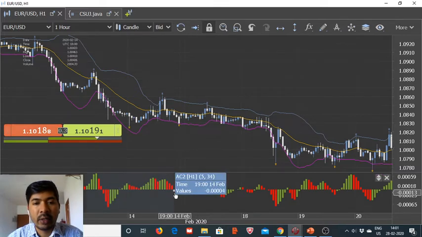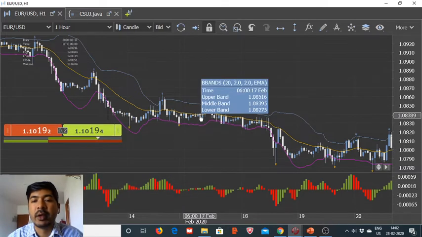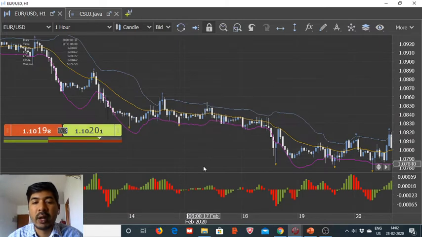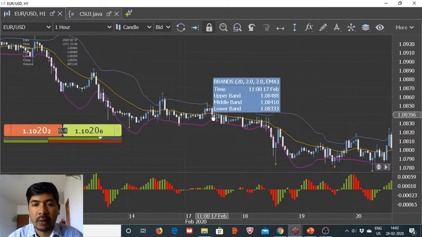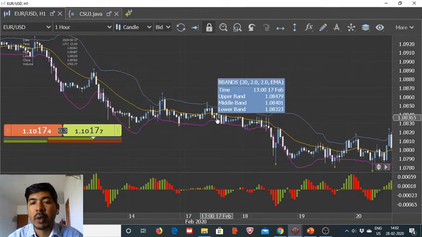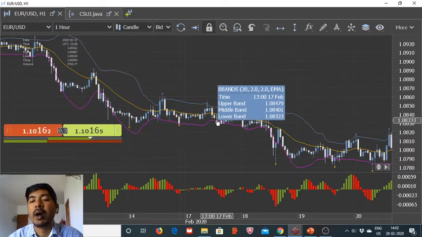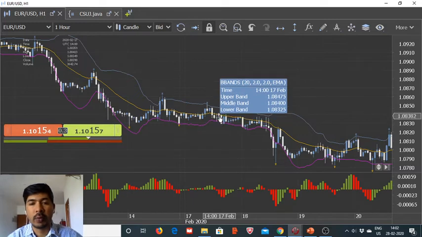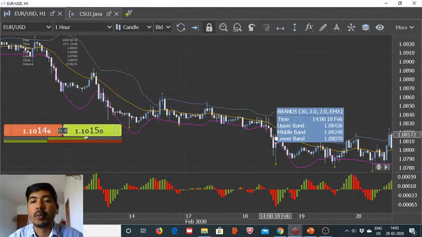So on these occasions, suppose our trade was closed on the Friday itself, then again on Monday we see that the price, on 13 GMT on 17th of February, we are again having a trend change as per the AC2 setup. If we take a look at the Bollinger band, the candle close of the 13 GMT is also happening below this middle band and above this lower band. So again we can go for a short sale here, and again we will be in profit.